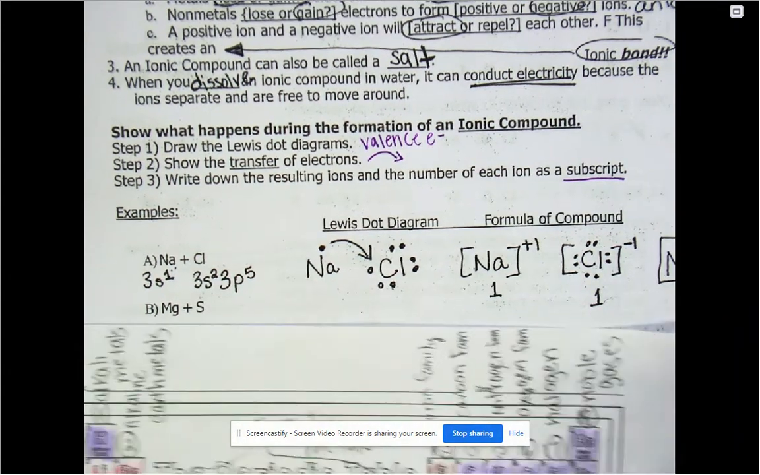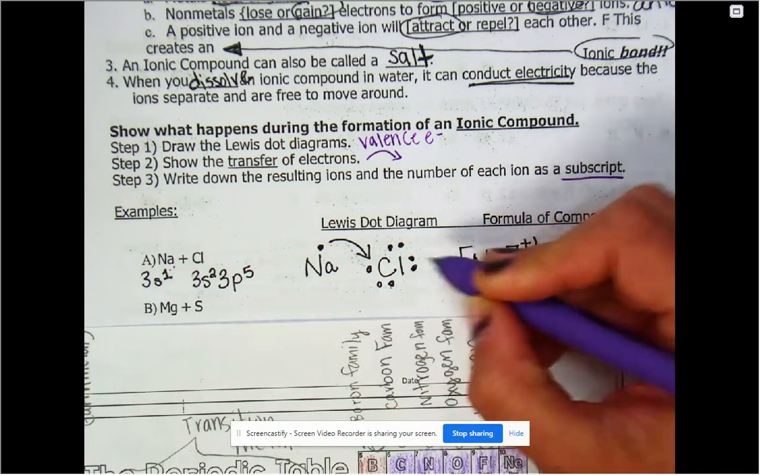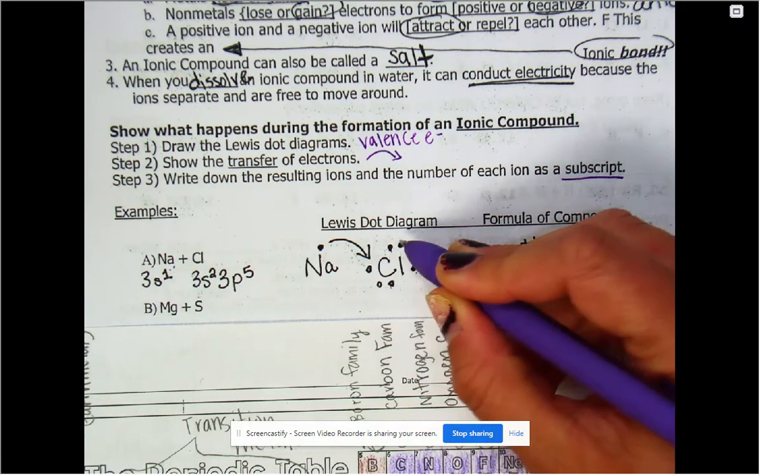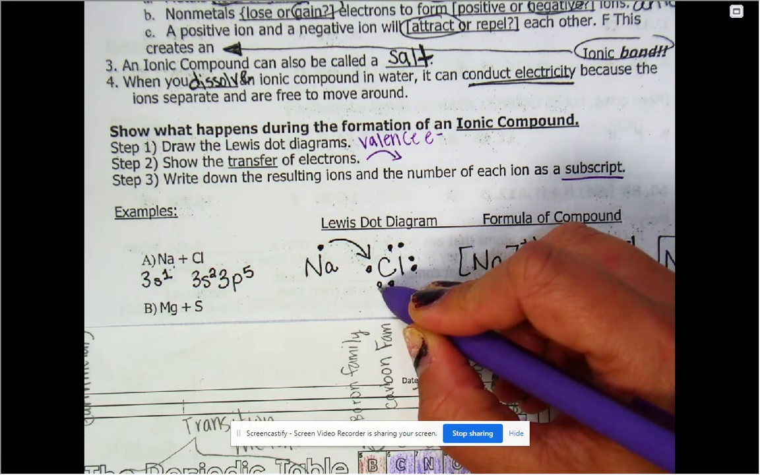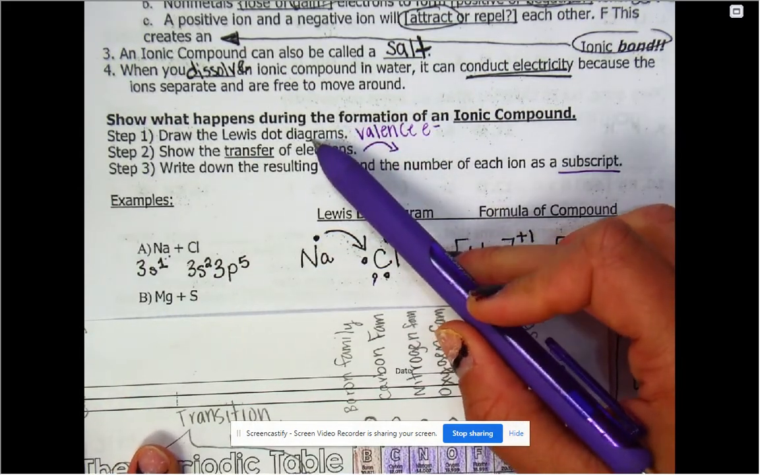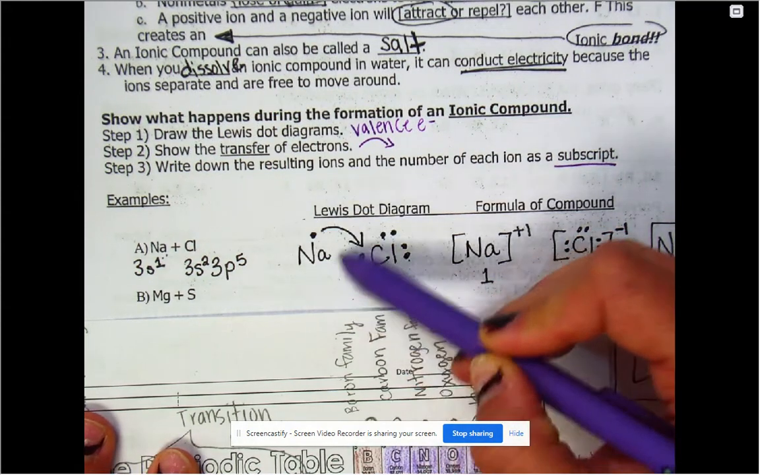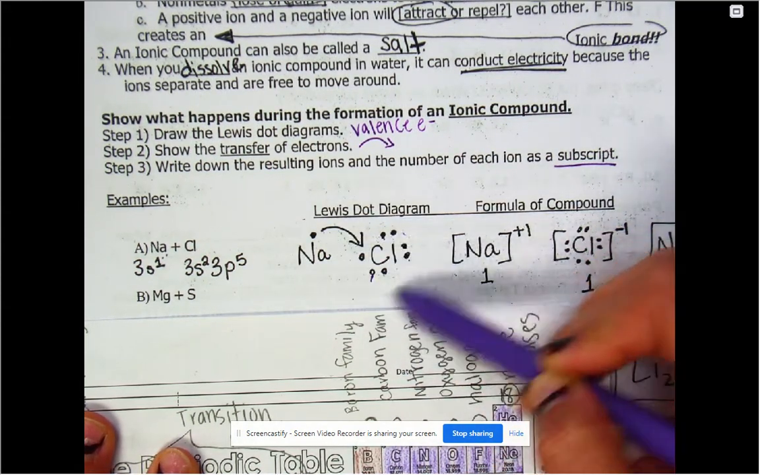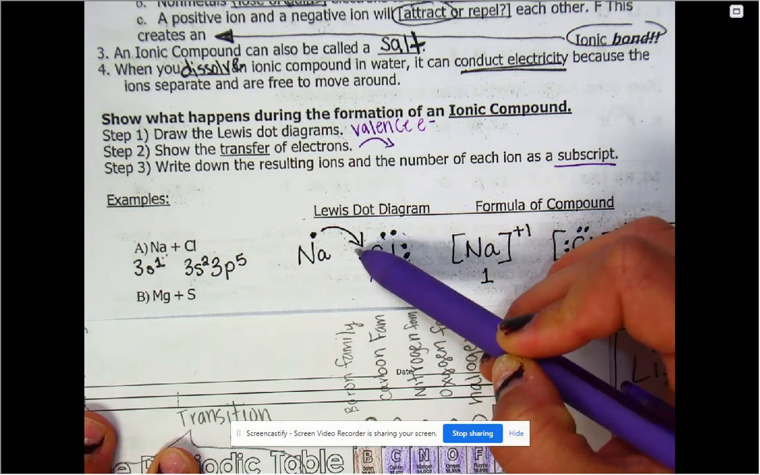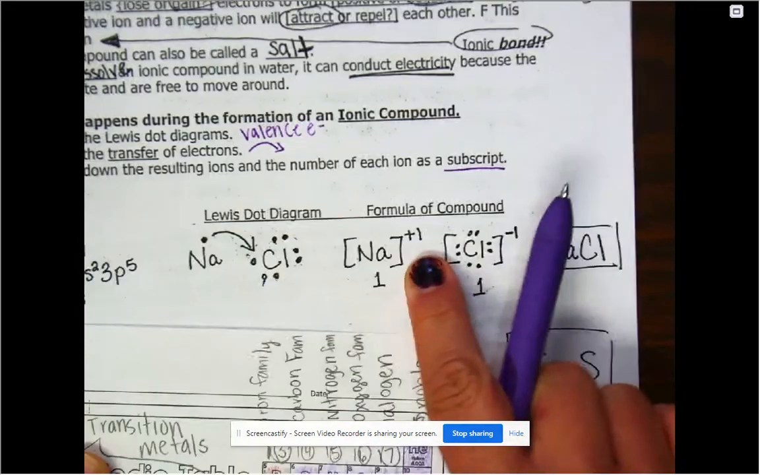Chlorine is in group 17. So how many valence electrons does chlorine have? 7. So we went 1, 2, 3, 4, 5, 6, 7. Do you guys see that? Okay, so we would have drawn our Lewis dot diagrams. Now we show the transfer. If you notice, I drew an arrow going from my metal to my nonmetal. We drew that arrow right there. So now look at the next picture.